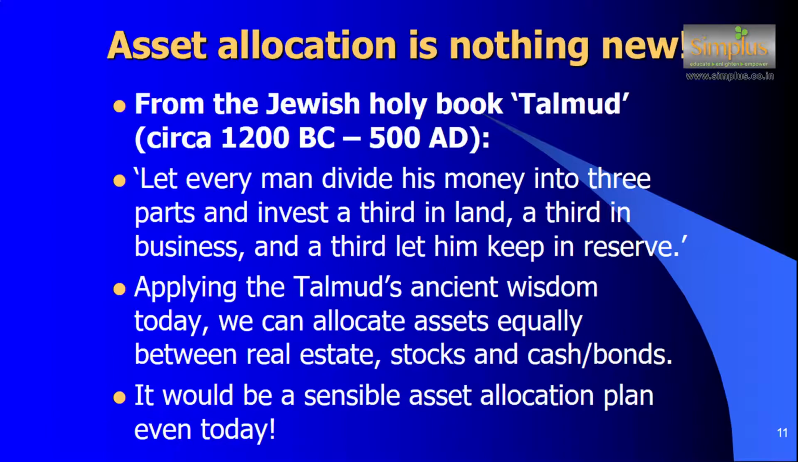What he said is, let every man divide his money into three parts and invest a third in land, a third in business, and a third let him keep in reserve. Look at the asset allocation here.